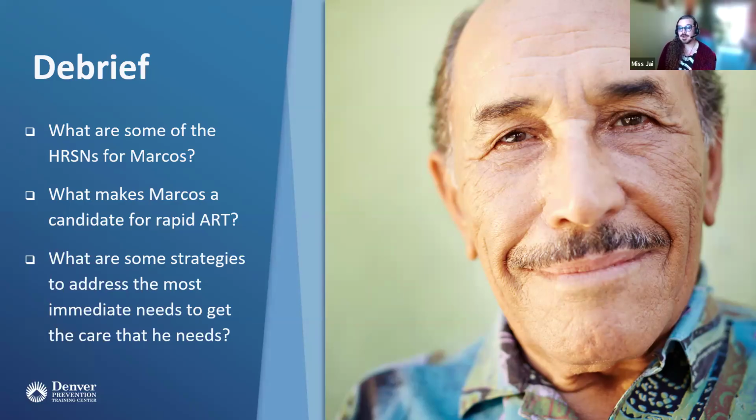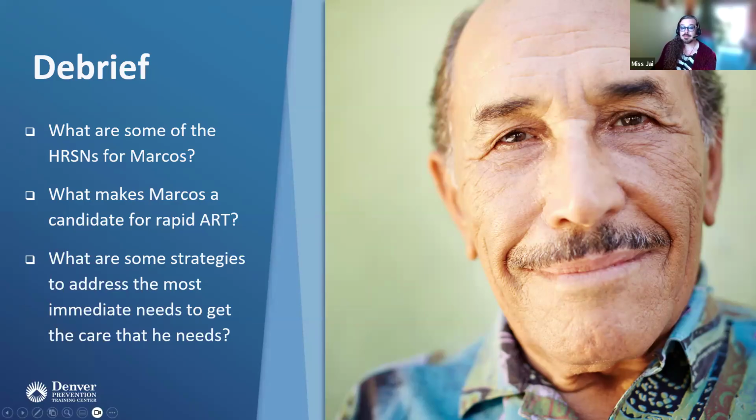So it seems like Marcos has lots of HRSNs up front. And while this could influence if we believe they are an appropriate candidate for rapid ART, we want to make sure that we are not treating it as immediately a barrier to rapid ART.